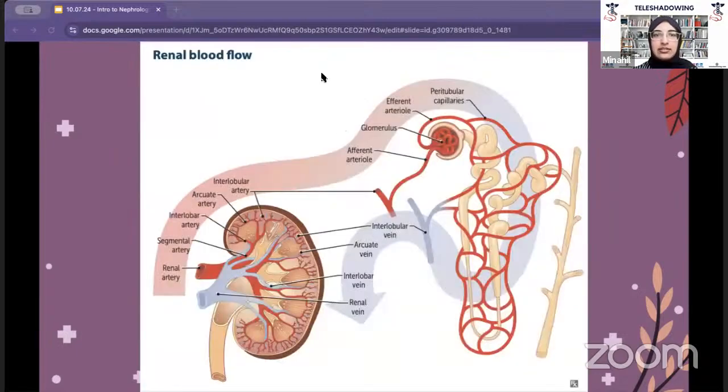Now I'll talk to you a little bit more about renal blood flow specifically. The process of blood filtration starts with renal blood flow. Blood enters the kidney through the renal artery, and then it branches into smaller arteries called the segmental, interlobar, arcuate, and interlobular arteries. These eventually lead into tiny capillary networks that surround each nephron. And like I said before, the nephron is the functional unit of the kidney.